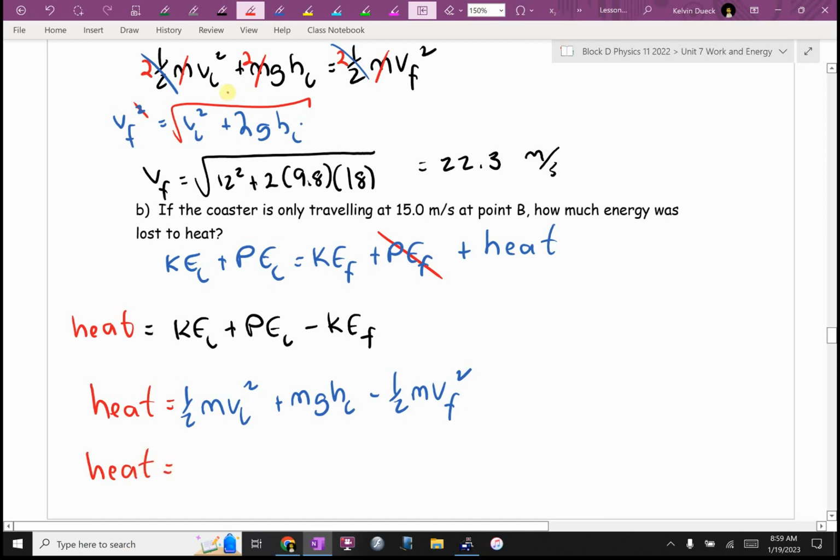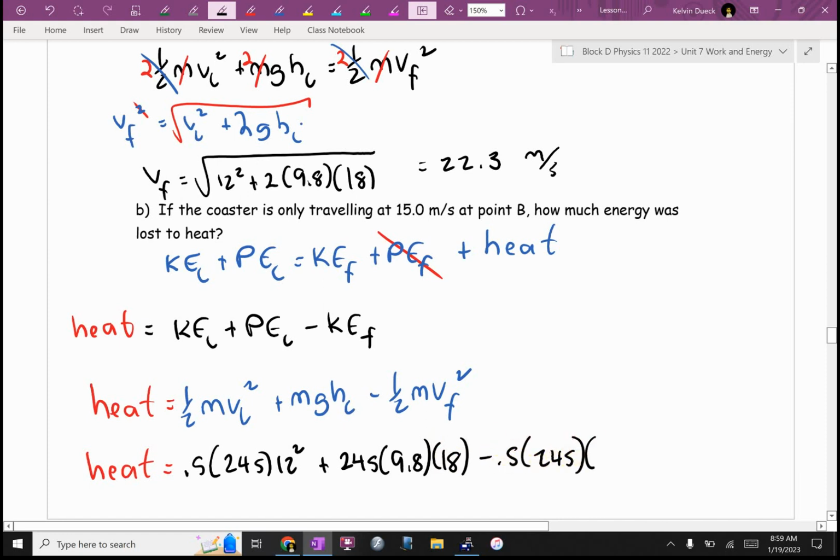0.5. I've scrolled down, Noor. What was the mass? They must have given it to me. 225. Okay. And then my initial speed was 12, right? Don't forget the squared. Plus 245 times 9.8 times, what was that, 18? Was the height, I think? And then minus 0.5 times 245 times 15, not 22.3, 15, and don't forget the squared.